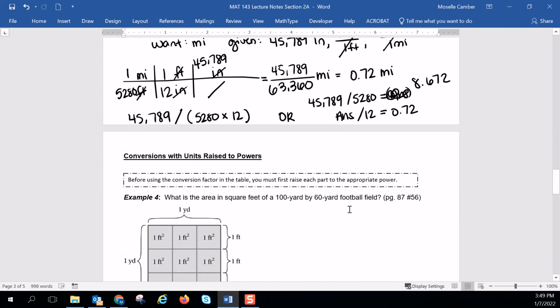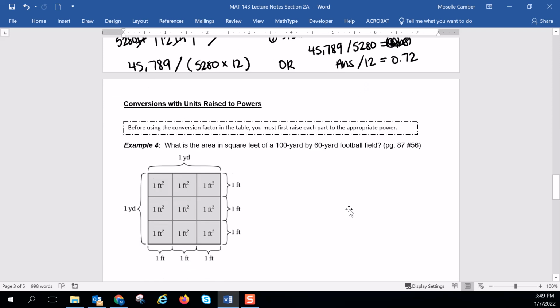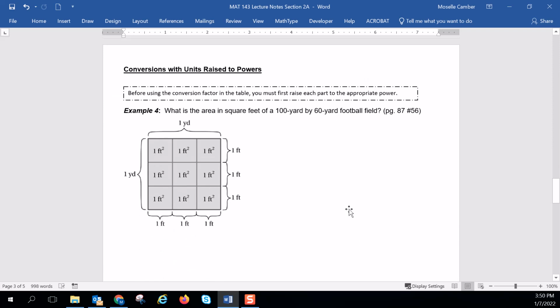Okay, now let's look at what happens if we aren't dealing with these one-dimensional units. What if we have units raised to a power? That's your square feet, cubic feet, anything where we're looking at area or volume. So we have to adapt the conversion factor. Let's say we want to find the area in square feet of a 100-yard by 60-yard football field. Just to picture this, we have 100 yards here and 60 yards here.